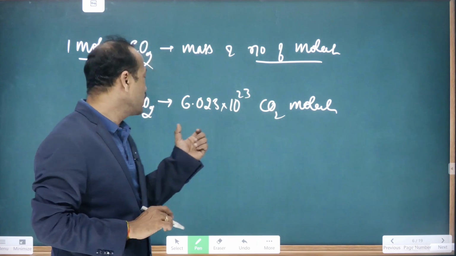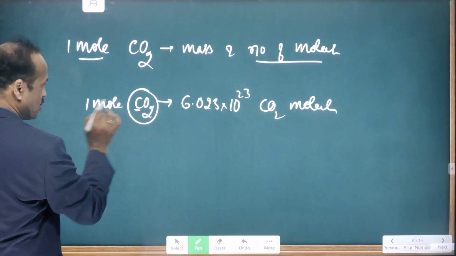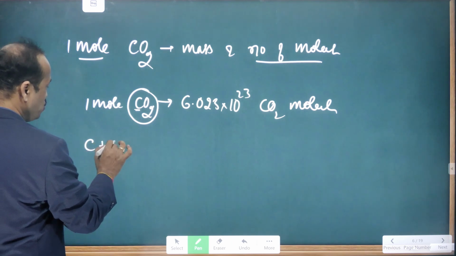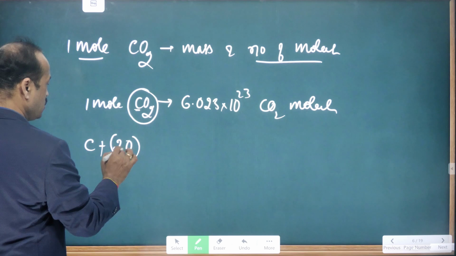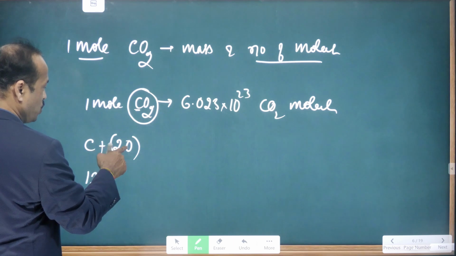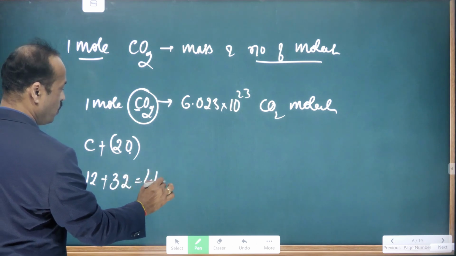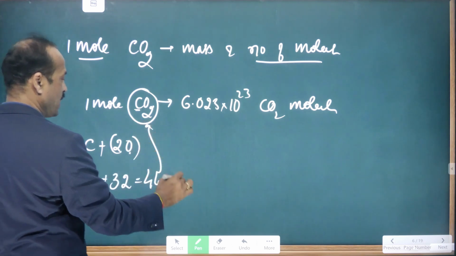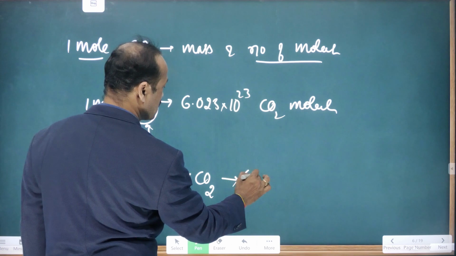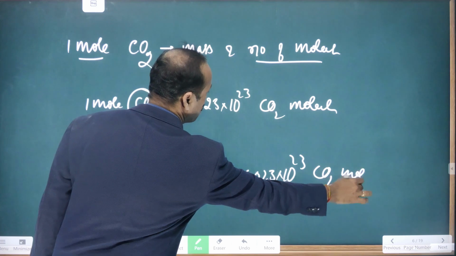So I have to calculate the molecular mass of carbon dioxide. Molecular mass of carbon dioxide means how many carbons are there? 1 carbon. How many oxygens are there? 2 oxygens, right? 1 carbon plus 2 oxygens. So carbon atomic weight is 12, and 2 into oxygen 16, 16 twos are 32. So 12 plus 32 is equal to 44. So 44 grams of carbon dioxide consists of 6.023 into 10 to the power of 23 carbon dioxide molecules.